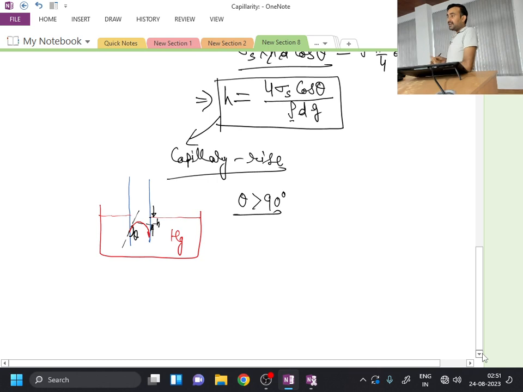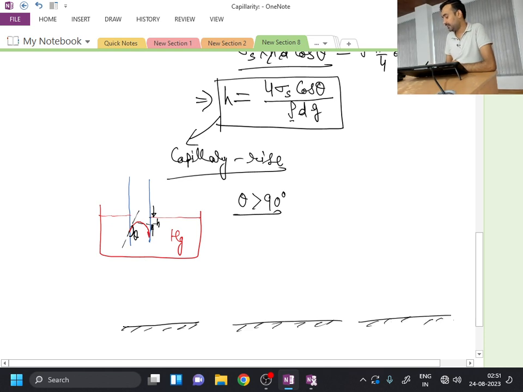Now this contact angle is a very important parameter, and it will find its applications in many areas. So one simple example is, say you have a solid surface, a second solid surface, a third solid surface. Okay. On one of the solid surfaces, if you place a water droplet and it forms a shape something like this. On another surface, say the water drop is forming a shape something like this.